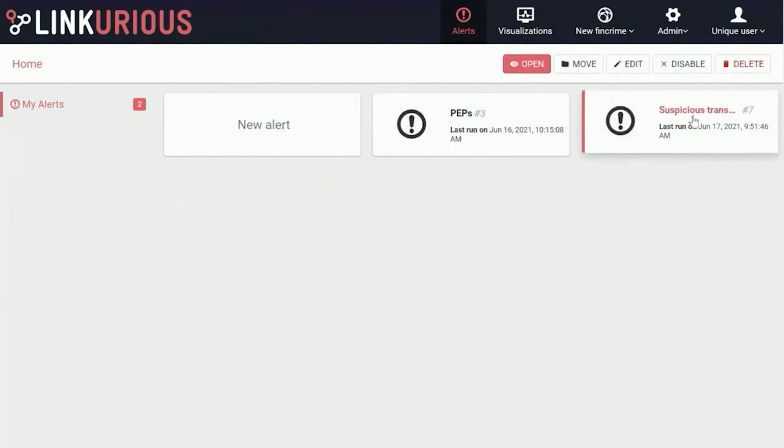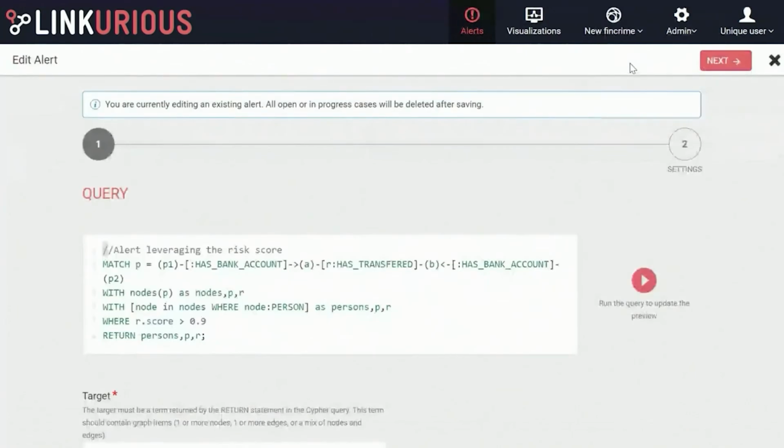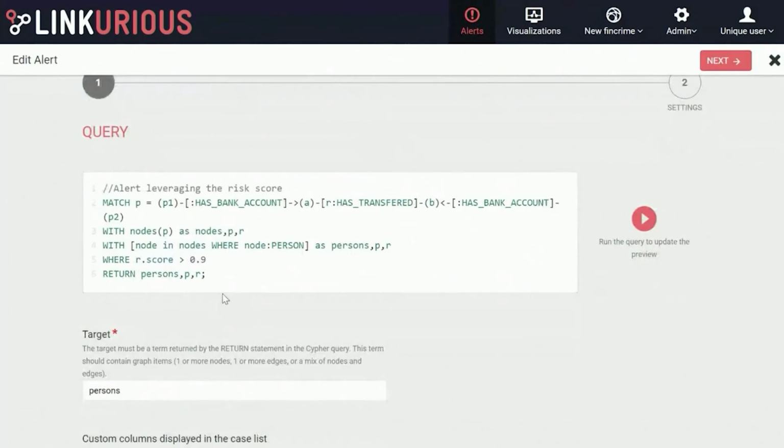So we have created an alert about suspicious transactions. I'm going to show you what it looks like from the perspective of a developer or data scientist. So let's hit edit. You can see it's actually a graph query written in Cypher, and we are looking for a specific pattern. We want to find entities that are connected to bank accounts that are connected via a transfer relationship to another bank account and another entity. And we want that asset transfer relationship to have a score above a certain threshold, which is 0.9.